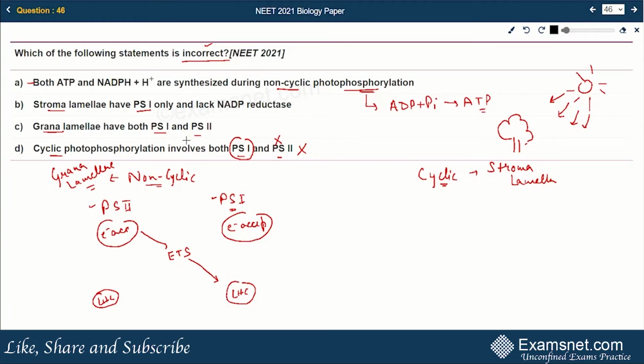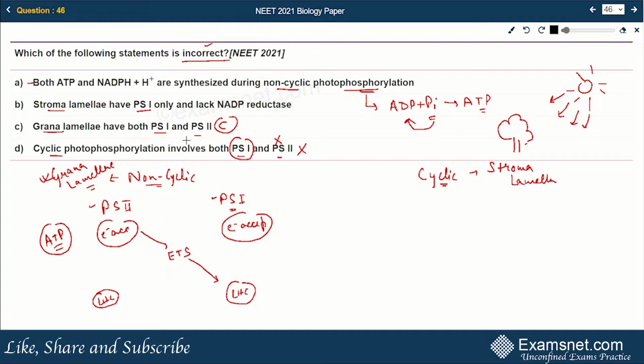So here we can see that option C is a correct statement because grana lamellae contains both PS1 and PS2. Okay. Then, while getting transported from one PS to second PS, the electron is responsible for the formation of ATP molecule by transferring the inorganic phosphate to the ADP molecule. Okay, so one ATP will be formed here.